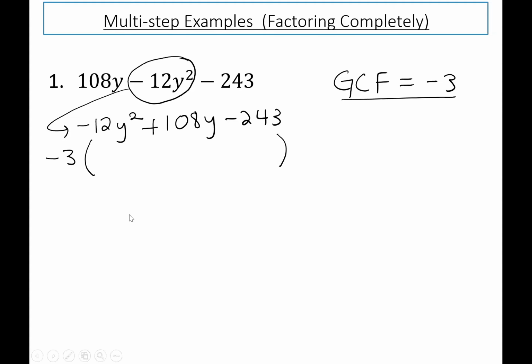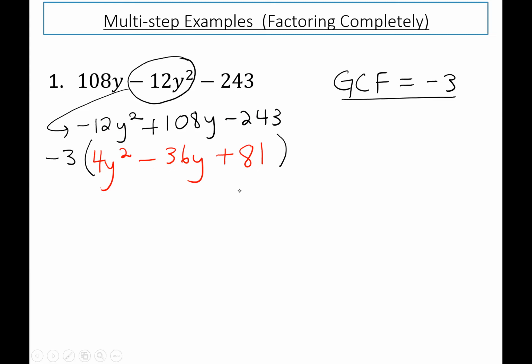All right, now what's left over? Each of these terms will get divided by negative 3. So this first term is now positive 4y squared. 108 divided by negative 3, that's negative 36y. Negative 243 divided by negative 3, that's now positive 81. All right, so we have this negative 3 on the outside. 4y squared minus 36y plus 81 is the trinomial that's left over.